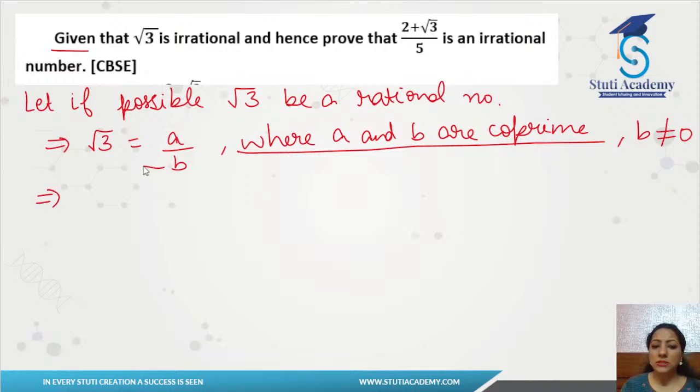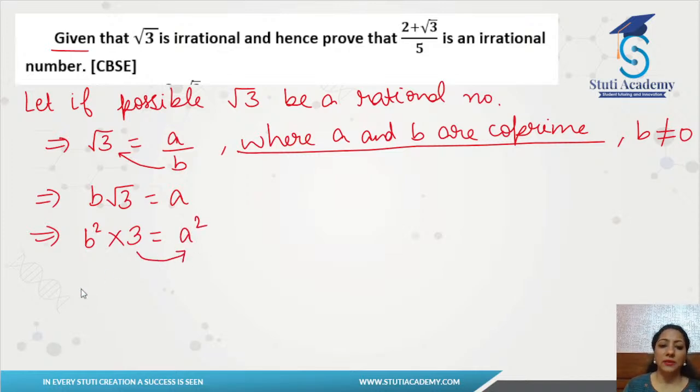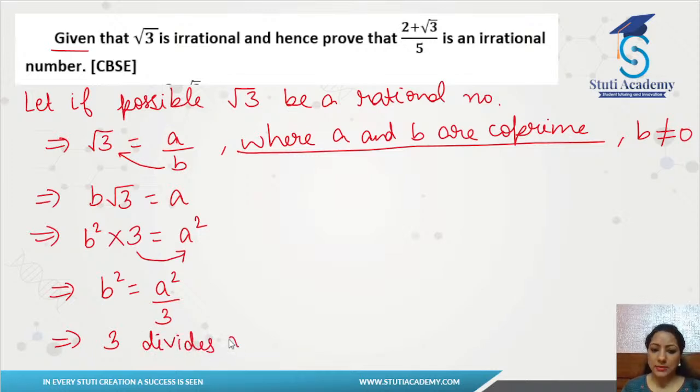Now in the next step, we'll take this b on the other side, and this will get multiplied. So we'll get b root 3 is equal to a. Now in the next step, we are going to square both the sides. So we have b square into 3 is equal to a square. 3 we are going to take on the other side. This will get divided. So we will get b square is equal to a square upon 3. Now please notice a square upon 3 is giving me a positive integer. So we can say that a square is divisible by 3. So we can say 3 divides a square.